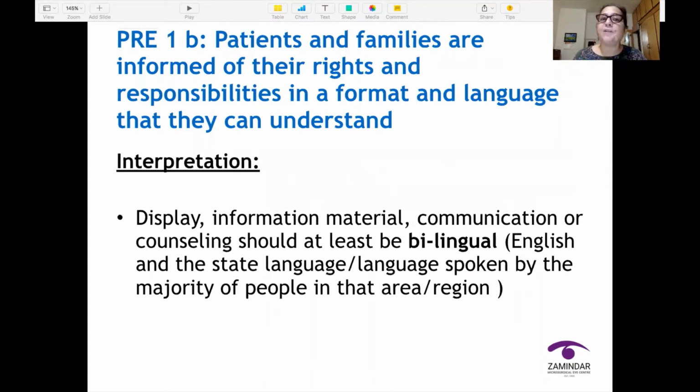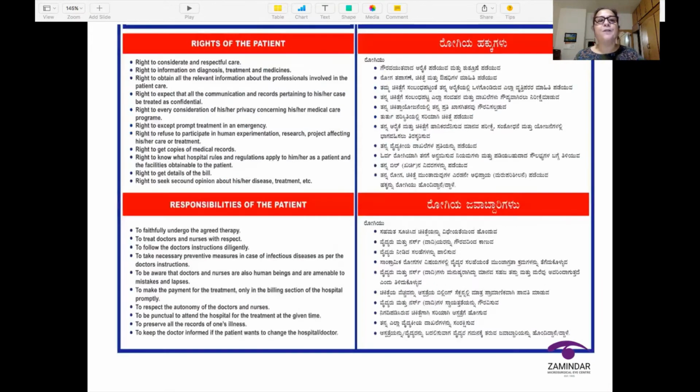PRE 1B: patient and families are informed of their rights and responsibilities in a format and language they can understand. So obviously they have to be bilingual. One is English and another is your vernacular language. These are examples of rights and responsibilities of patients displayed bilingually at our center in Bangalore.